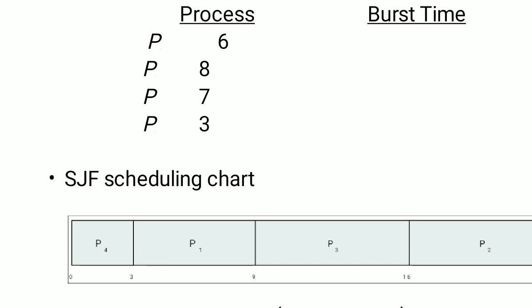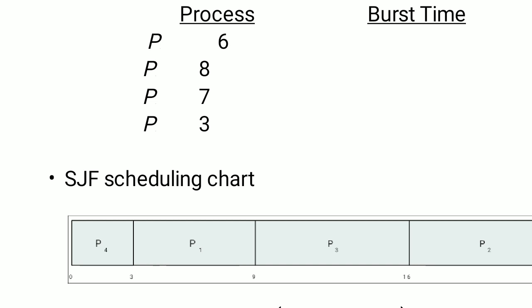The process which has less burst time will be executed first. So in the given problem the sequence is P4, P1, P3, P2. Here the time required is, first of all, P4 requires 3 seconds. So 3 seconds is marked in the Gantt chart.